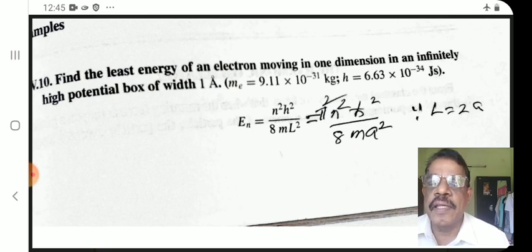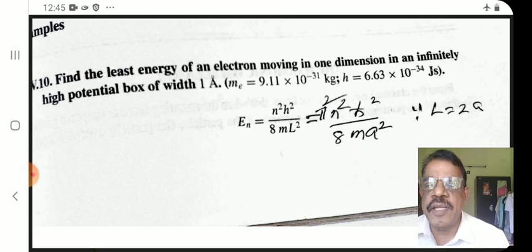I think it is clear. In the first term, there is h. In the second term, there is h cut. So when you write h cut, to compensate it, we have to write a pi square. And a and L are related in the manner L is 2a. So you carefully remember. And you also know the corresponding wave function.